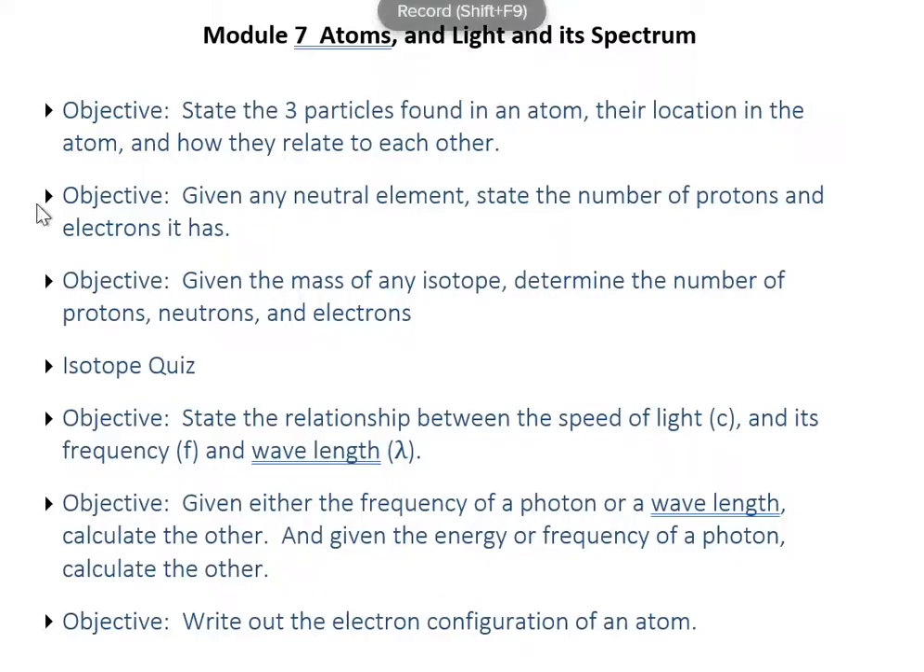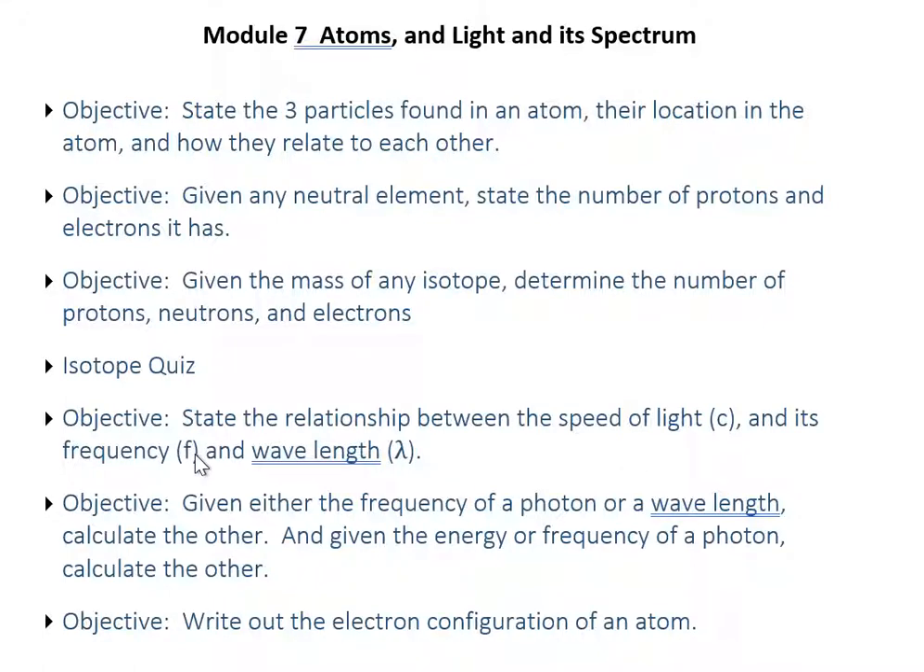All right, for the last of the Module 7 videos, this is when we're going to do our calculations with the speed of light. So we have met all of our other objectives, but now we're going to talk about the relationship between the speed of light, and we abbreviate it with a small c, and its frequency, f.